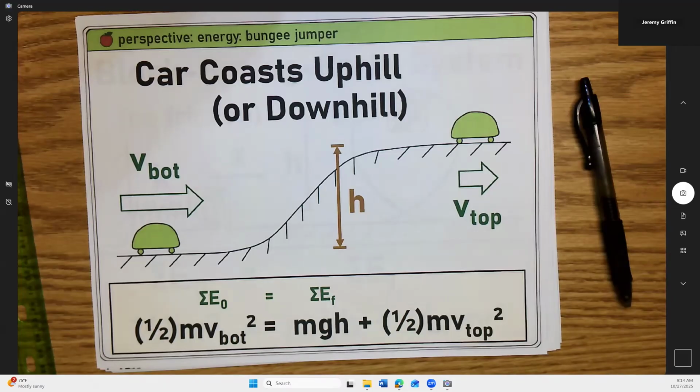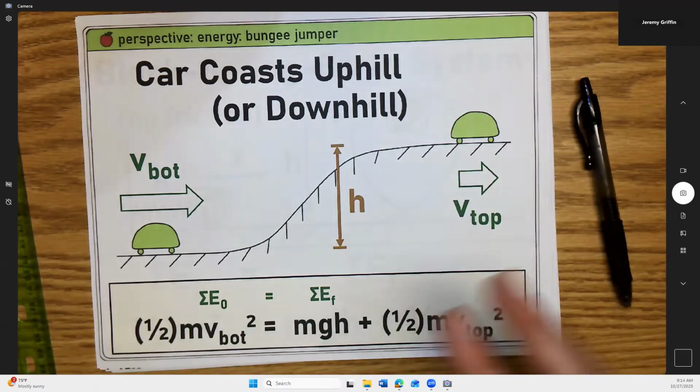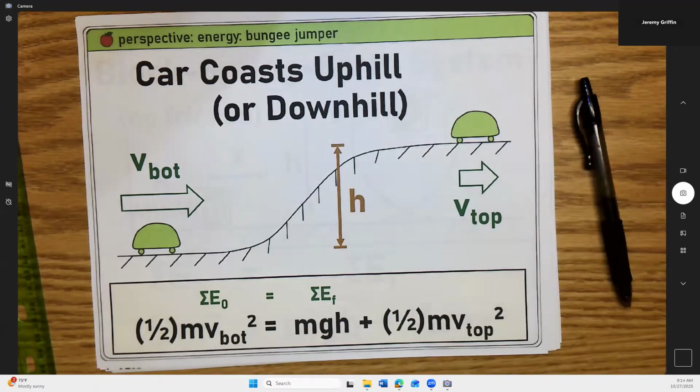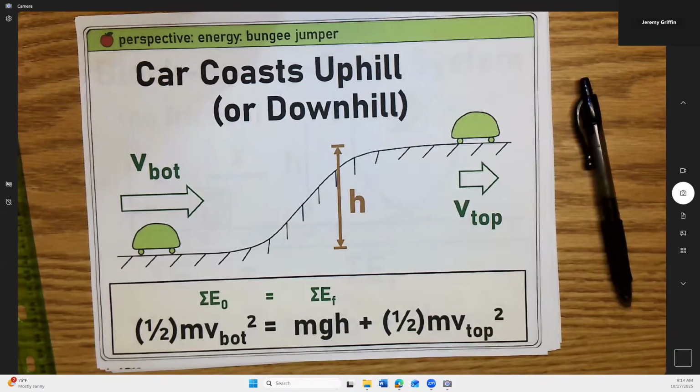Now, of course, if I gave you some speeds and the height of the hill, you could solve for anything you didn't have. If I gave you the bottom speed, the height of the hill, and the gravity field, you could solve for how fast the car goes at the top. Does the mass of the car cancel out right here? Yes. Whenever you're dealing with just kinetic and gravitational potential, the mass always ends up canceling out. So whether I tell you the mass of the car or not doesn't matter.